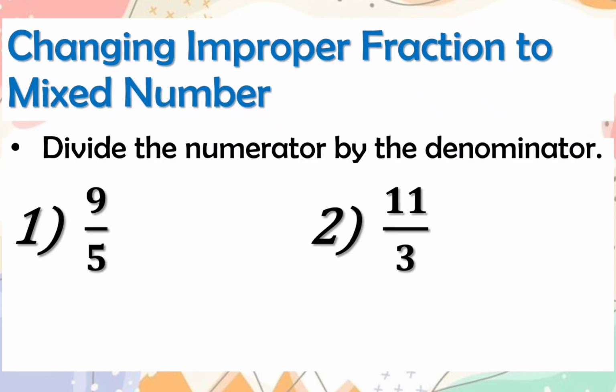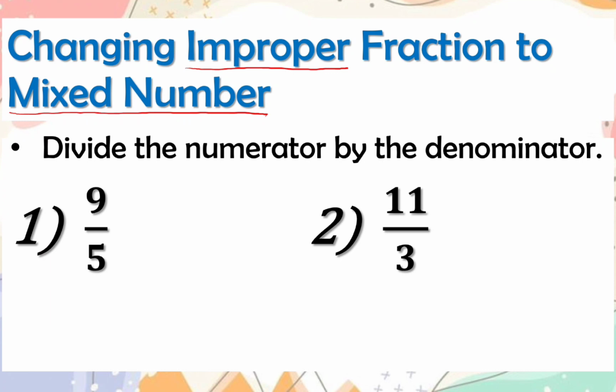Now, let us proceed to changing improper fraction to mixed number. So, again, let us have a recap. When we say improper fraction, these are the fractions where the numerator is greater than the denominator. So, mas malaki yung numerator kaysa sa denominator. When we say mixed number, this is a combination of a whole number and a fraction. So, paano natin gagawing mixed number ang isang improper fraction?